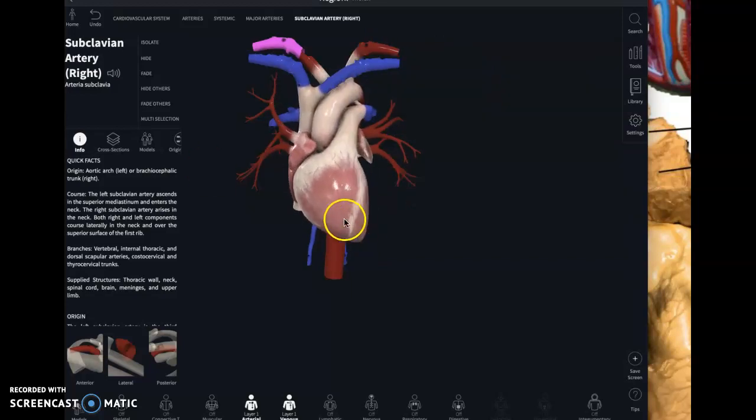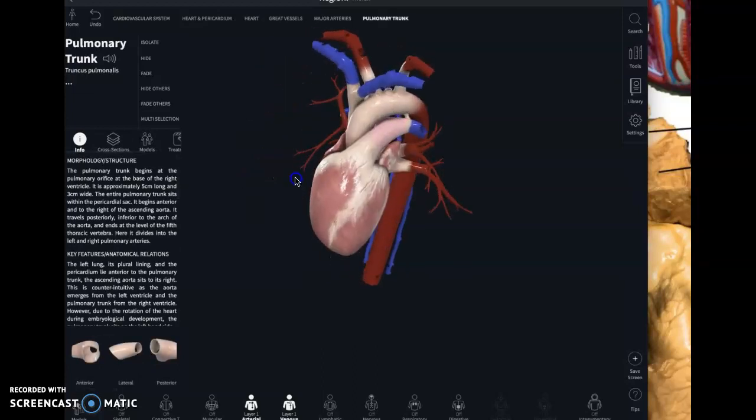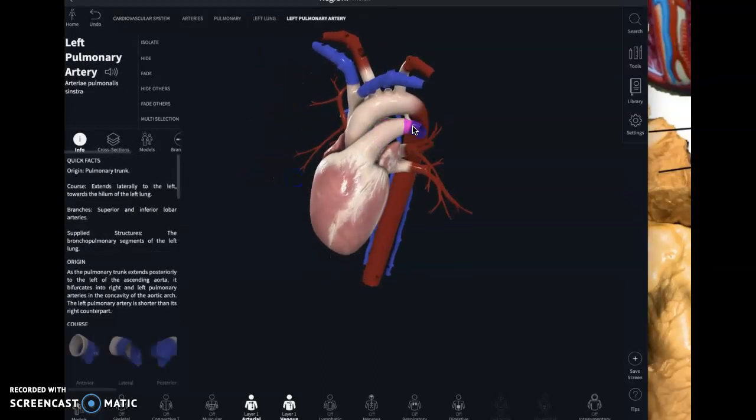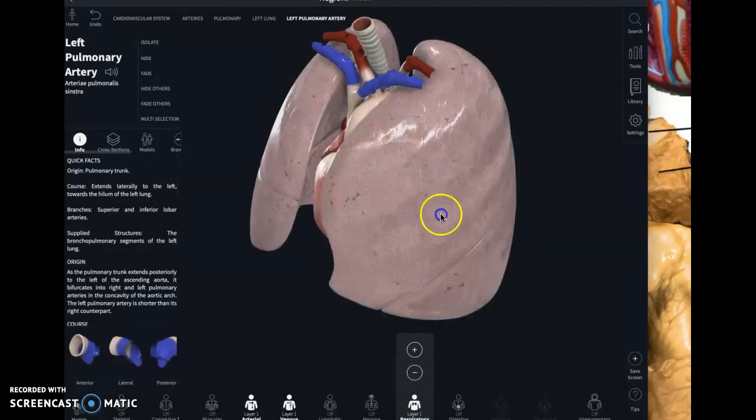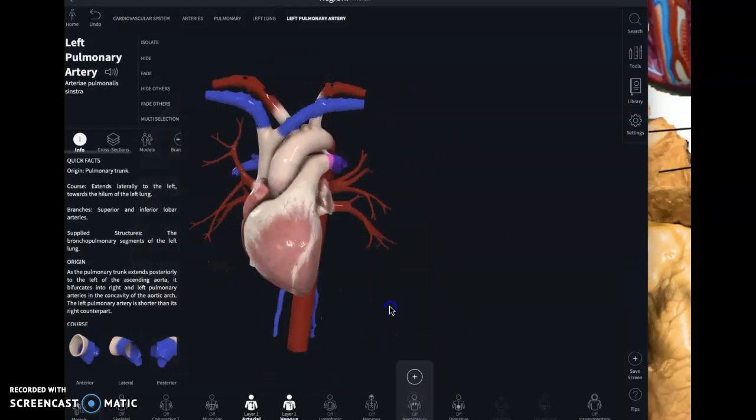Then we have pulmonary circulation. This is the pulmonary trunk. It is going to branch into the left and right pulmonary arteries. They are going away from the heart and taking blood, there we go, into the lungs. So pulmonary arteries go away from the heart.